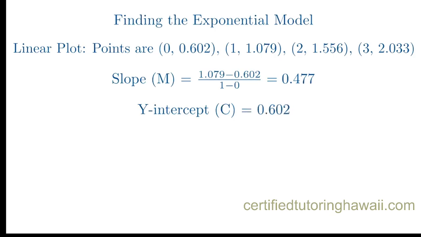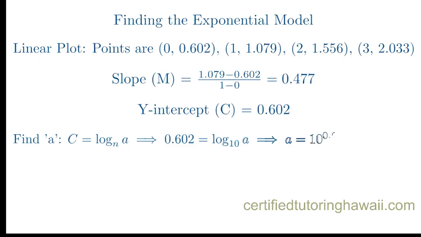Now we can connect these back to our exponential model. Remember our formulas. The intercept c is log base n of a. So, we have 0.602 equals log base 10 of a. To find a, we convert this logarithmic equation into its exponential form. a equals 10 to the power of 0.602, which is approximately 4.